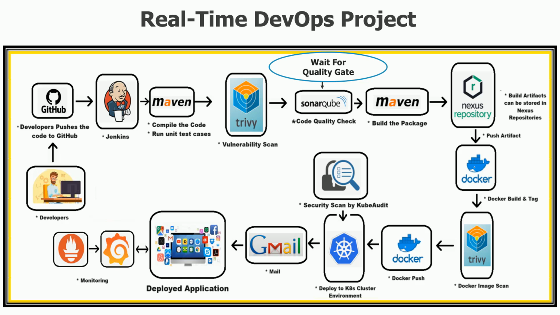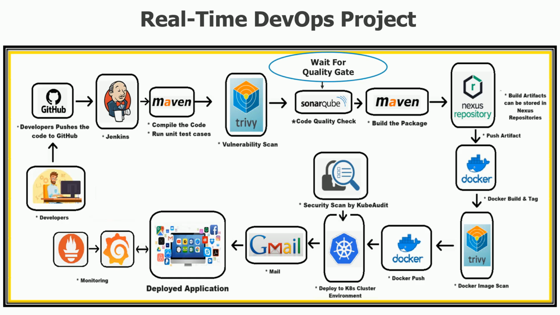The next stage is for code quality check. For that I am going to use the SonarQube tool. We'll have a separate server for SonarQube. With the help of SonarQube, we will check if there is any bug, vulnerability or code smell in the source code. And finally, if everything is okay, we are going to use the Maven tool to build the package so that you will have the artifact.